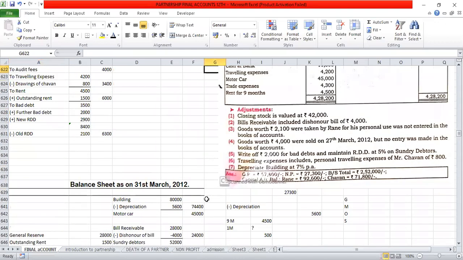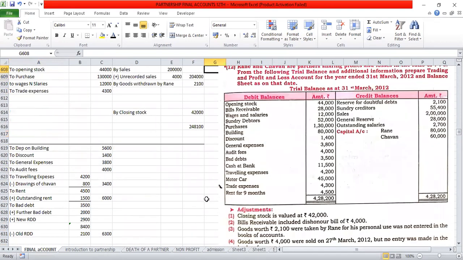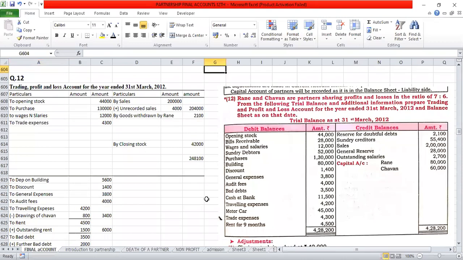The rest is all finished. Now the credit side is 2,48,100, and the same total I will take to the debit side. Now total the debit side: 44 plus 130 comes to 1,74, plus 12 comes to 186, and 186 plus 4 is 1,90,300.